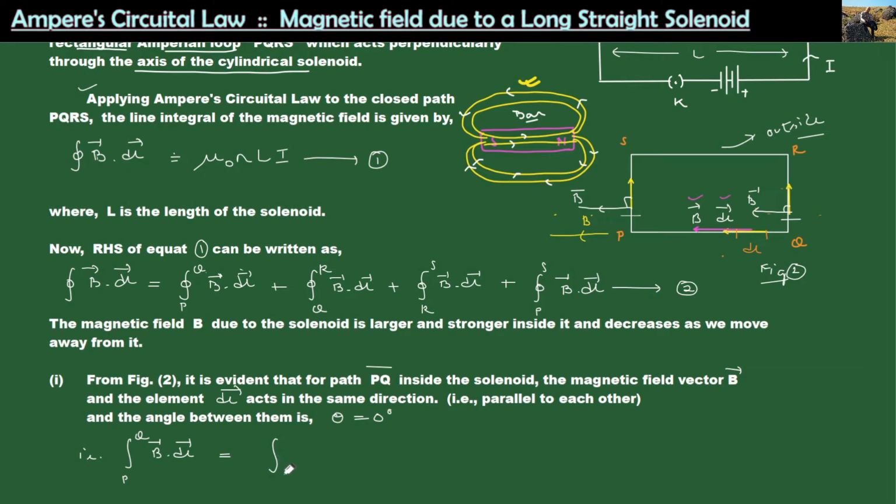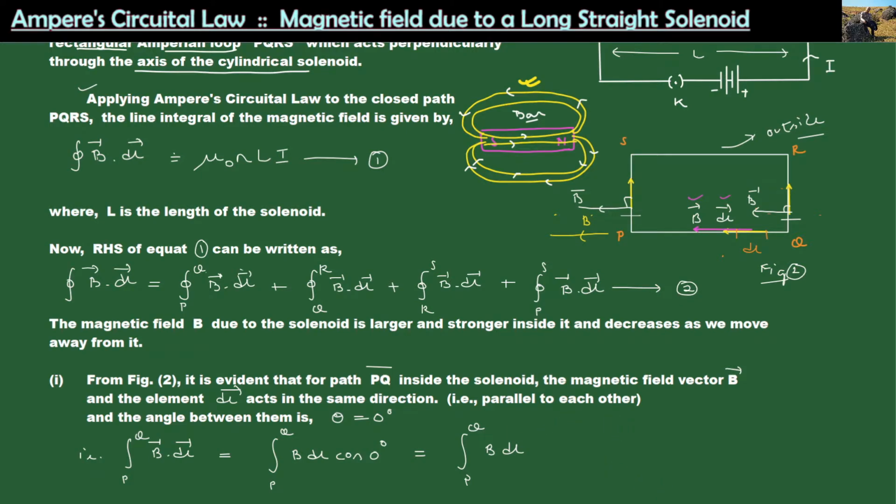will be equal to what? Line integral from P to Q. You have to use the concept of dot product: B dl cos of 0 degree, but cos of 0 degree is equal to 1. So we have only the integration from P to Q of B dl.